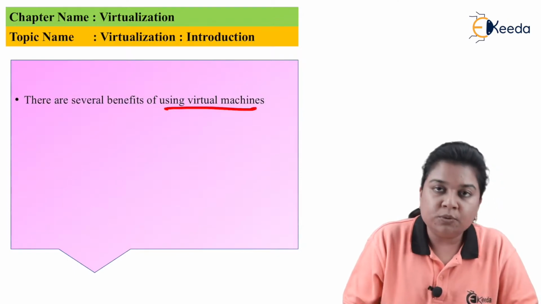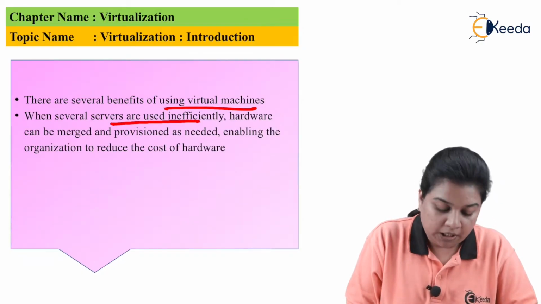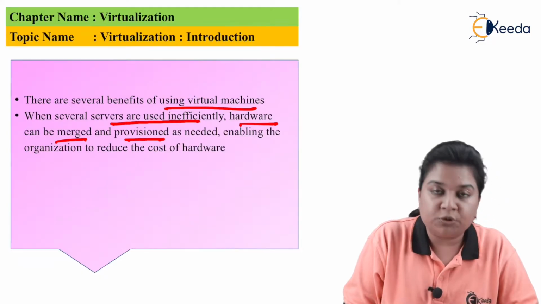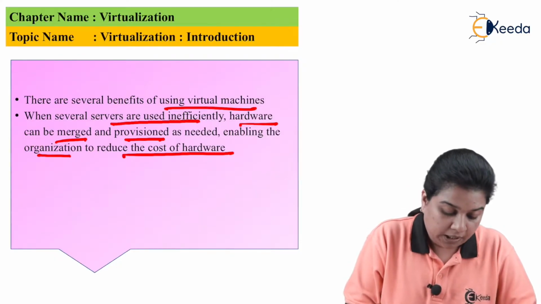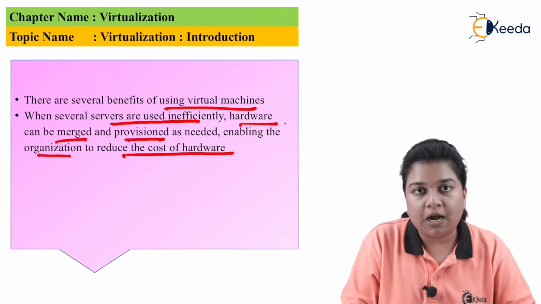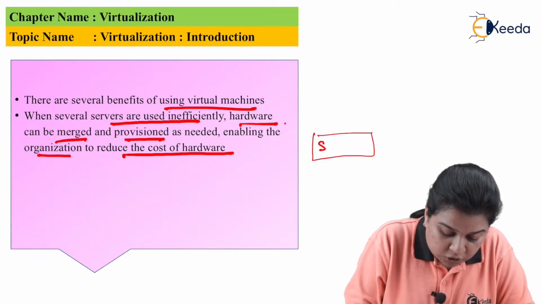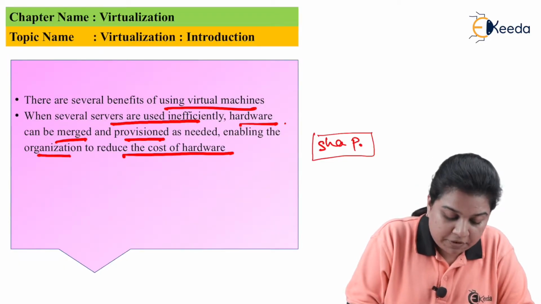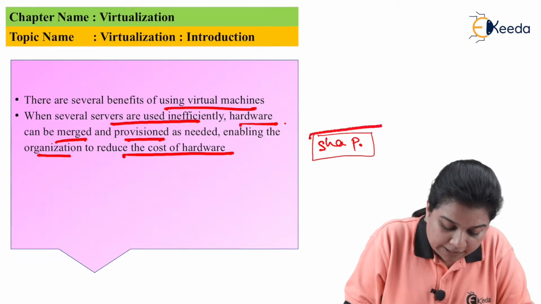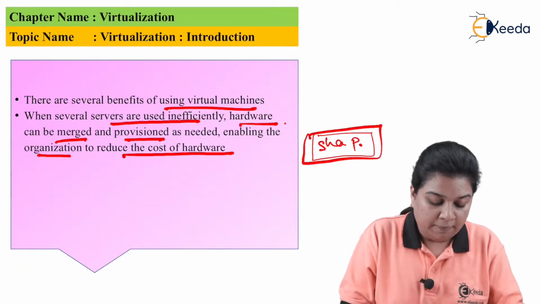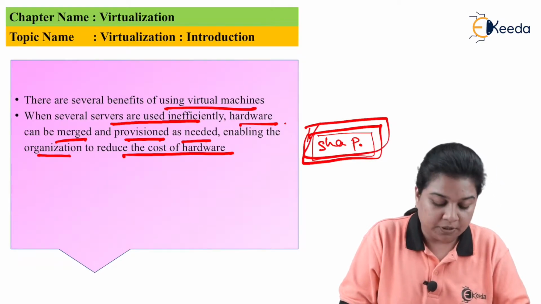There are several benefits of using virtual machines. When several servers are used inefficiently, hardware can be merged and provisioned as needed, enabling organizations to reduce the cost of hardware. This point explains that there is several hardware; what we are using in infrastructure as a service is a shared pool of resources. This shared pool is several hardwares which are not used to their full capacity. These hardwares are then merged to form a shared pool as needed, enabling the organization to reduce the cost of that hardware.